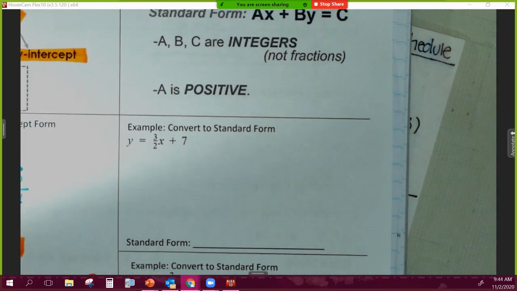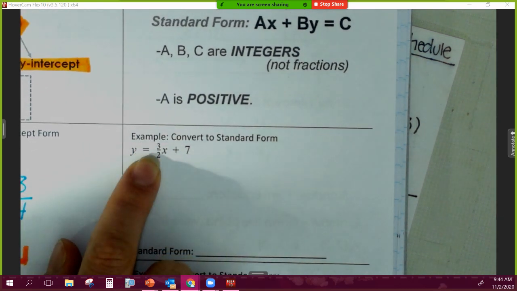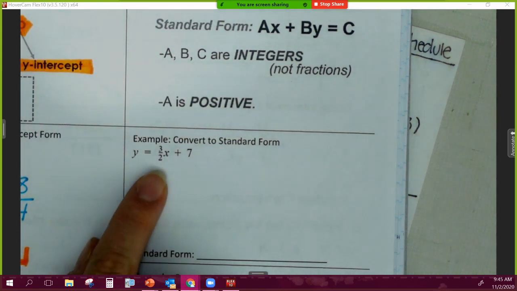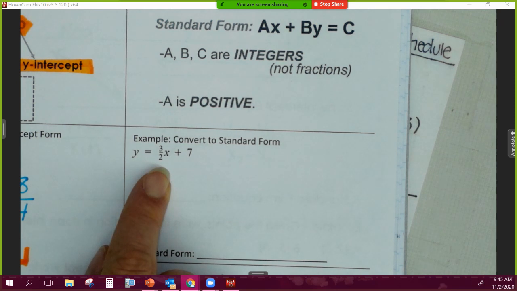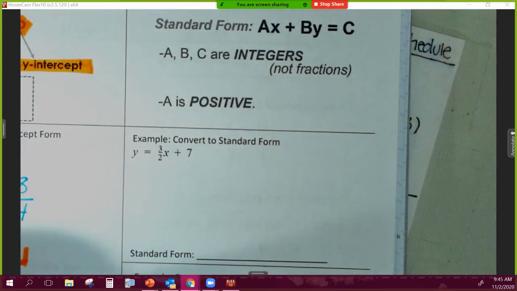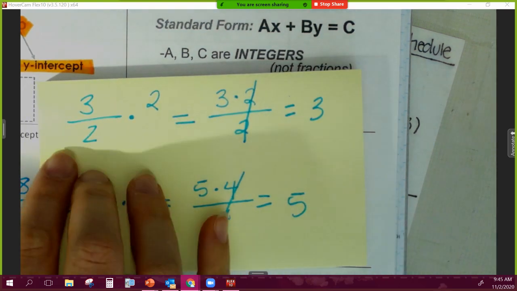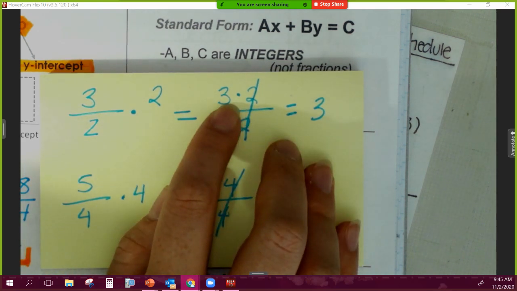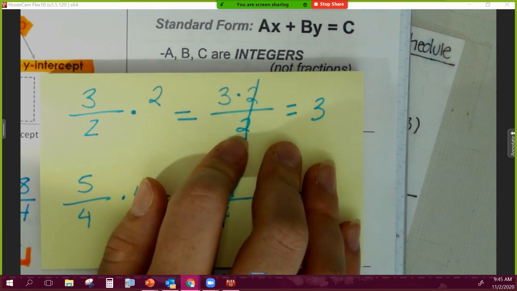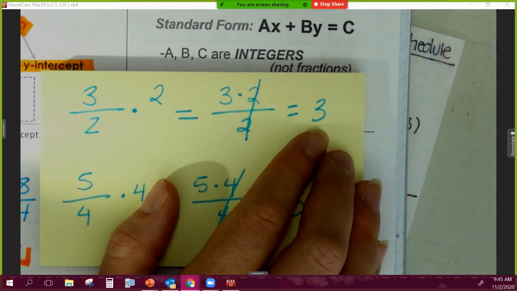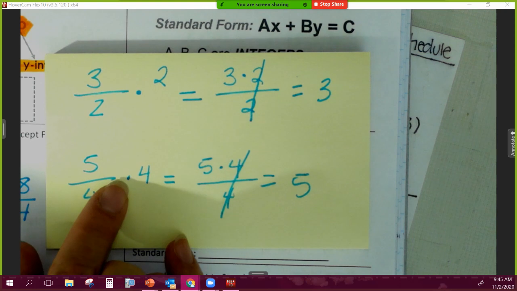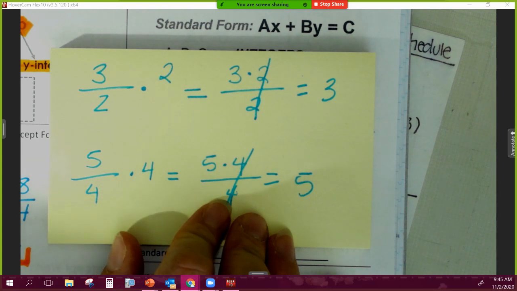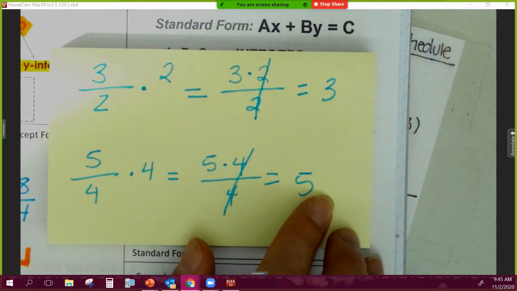If you look at the example, this time our equation is in slope-intercept form, and I need to take this and convert it to standard form. The first issue is that we have a fraction, and in standard form, we're not supposed to have fractions. Here is how you get rid of a fraction. If you have 3 over 2, you multiply it by 2, and you have 3 times 2 over 2, and 2 divided by 2 is just 1, so you're left with 3. Same thing here. If you had 5 over 4 and you multiplied it by 4, now you have 5 times 4 over 4. The 4's divide and cancel each other, and you're left with 5.